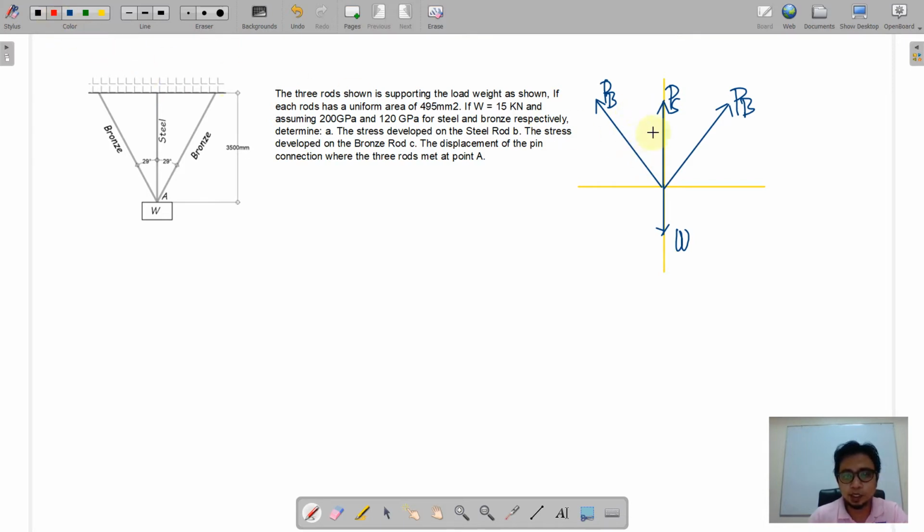Each of the bronze rods has an inclination of 29 degrees with respect to the vertical. So by free body diagram, we can see that summation of forces vertical is equal to 0. Basically, there are three upward forces here. First, PB will involve a horizontal component as well as a vertical component. Perhaps we can start with summation of forces along the vertical axis.